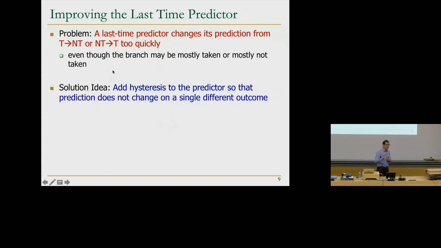So the solution idea here people have developed, and this is very effective. This was the state of the art for a really long time in computer architecture, at least for a decade. People added hysteresis to the predictor so that the prediction does not change on a single different outcome. So what's hysteresis? Hysteresis is basically some inertia that you add to the system so that the system doesn't change its state very quickly. You may notice this in, for example, air conditioning or heating systems.